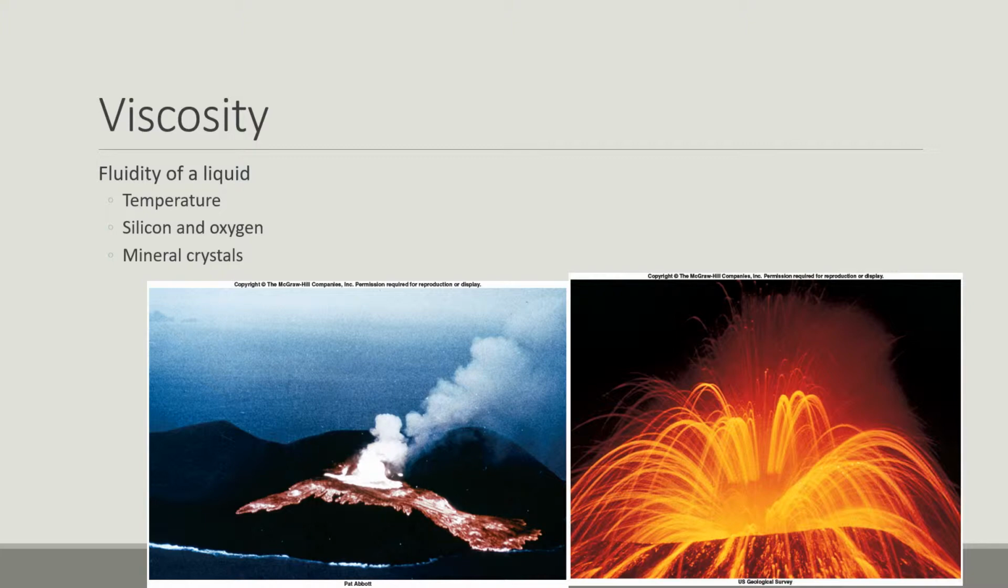There are 3 things we can look at, specifically when we're looking at magma and lava, that are going to impact what the magma and lava look like in terms of viscosity. We have temperature, silicon and oxygen, and mineral content.